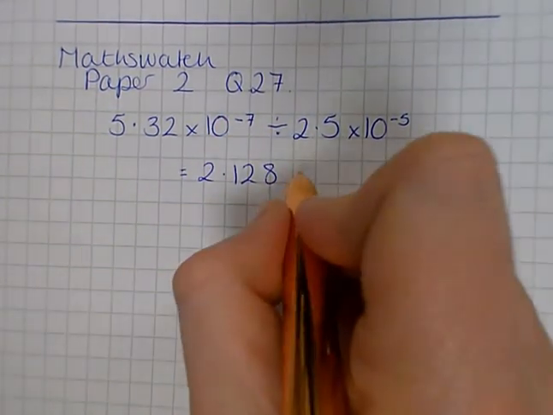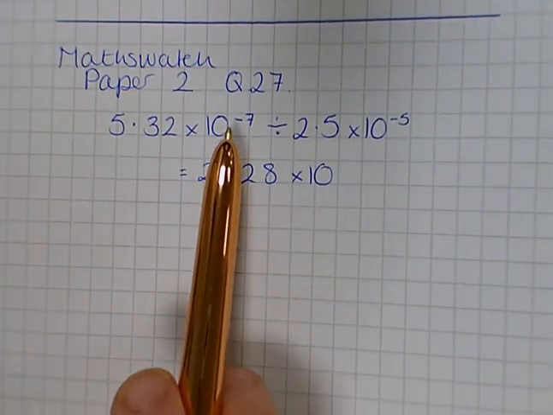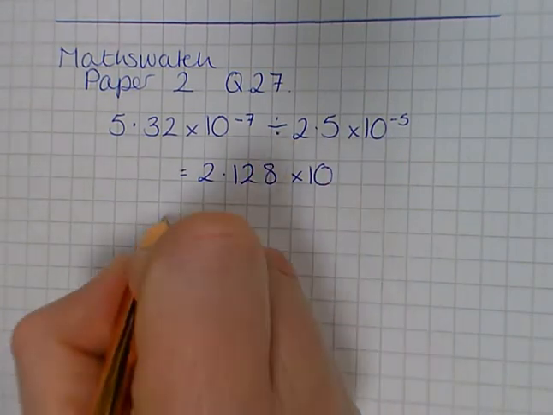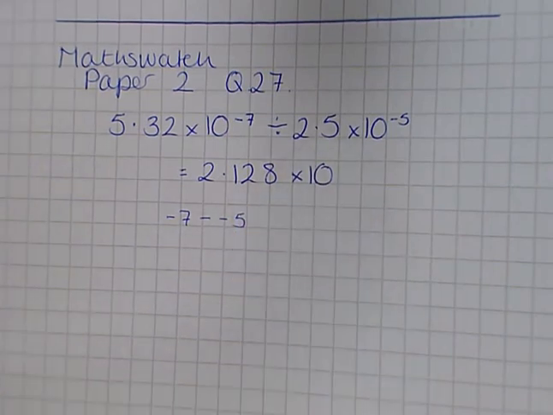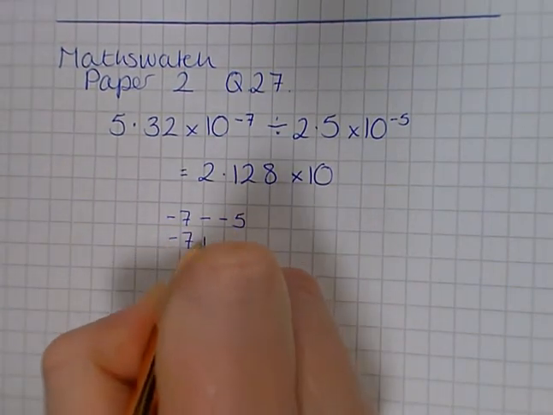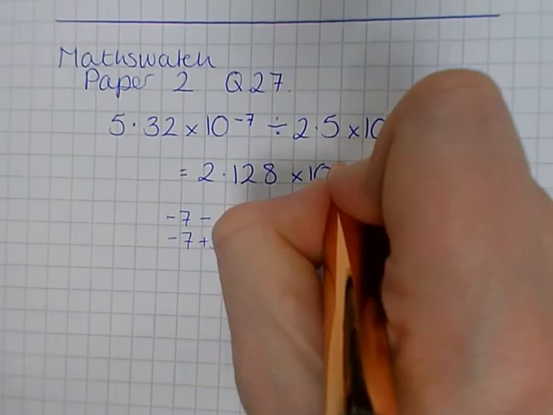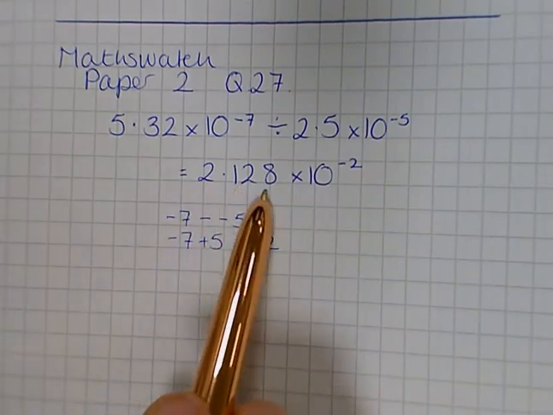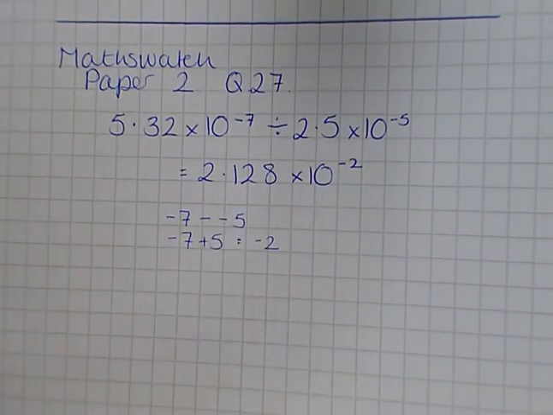Times 10, and now I need to work out what my power is. I've got negative 7, take away, because I'm dividing, negative 5. So again, I've got negative 7, take away negative 5. So that means I'm going to have negative 7 plus 5, which is going to equal negative 2. So my power up here is negative 2. Just check again that this number is greater than or equal to 1 and less than 10, which it is. So I can just leave that as the answer.